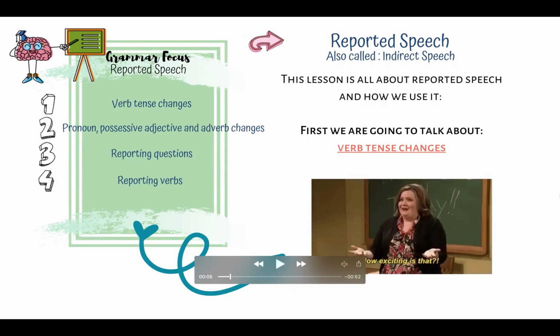So today what we're going to be talking about is reported speech. Now, reported speech can be quite a difficult grammar point to understand. So we're going to go through the different parts of reported speech, and hopefully this series of videos will help you understand it much more clearly. We're going to start with the first one, which is verb tense changes. There are 4 videos in the series and we're going to go through each one, and hopefully you'll understand much better at the end of this video. Okay?